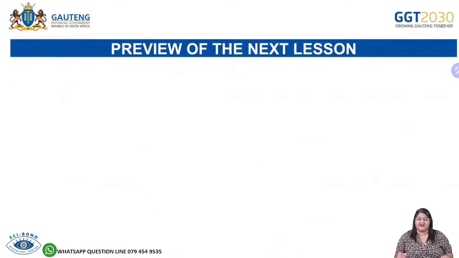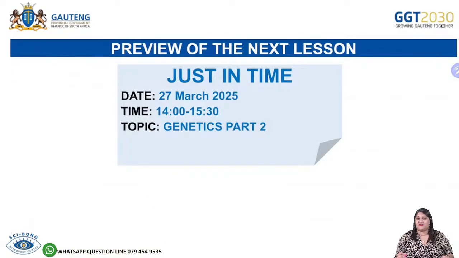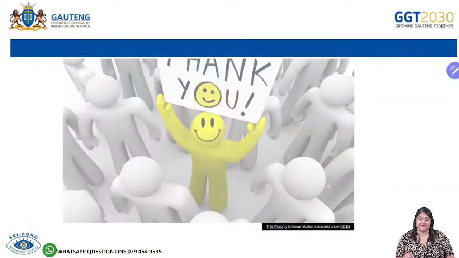Okay. So the next lesson, it's going to be next week, Thursday. Please join us for the second part of genetics. That's where we're going to be finishing off. We're going to be doing dihybrid crosses. We're going to be doing mutations, genetic engineering, and we are going to finish up this topic of genetics. Okay, so please be there, 27th of March at 2 o'clock. Thank you.